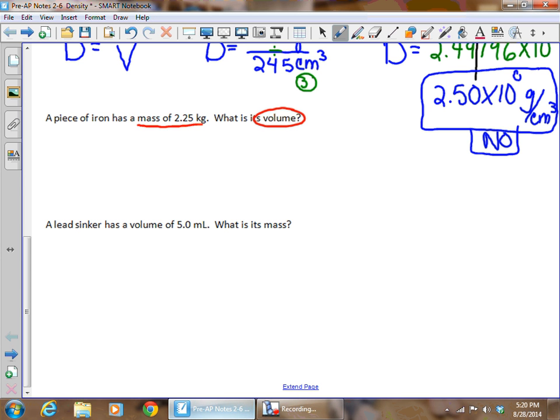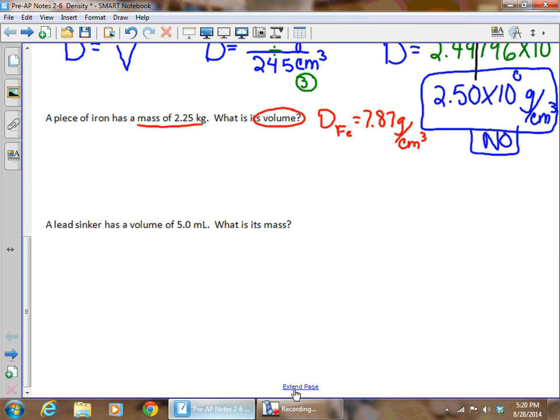What do we not have? We don't have a density. So how are you going to find that out? You're going to look it up on your periodic table, or you're going to Google it. And if you Google it, you see that it has a density for iron of 7.87 grams per cubic centimeter. So we have those pieces of information.